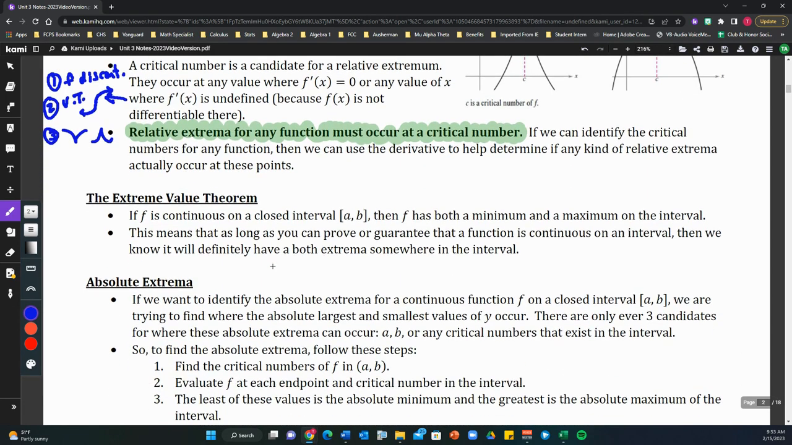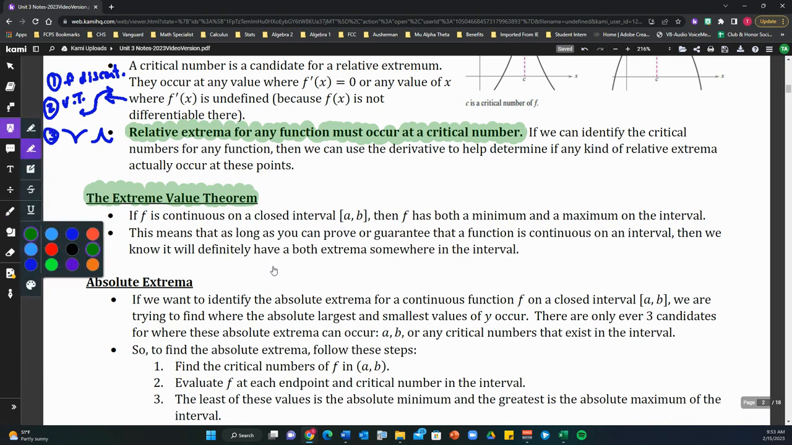Okay, so critical numbers are the first key piece to this puzzle of gathering information about a function's graph. Now we're going to take that and talk about the other kind of extrema. The first important theorem here is the extreme value theorem, and it says that if f is continuous on a closed interval, those first two pieces to this theorem are super important. First off, the function has to be continuous.